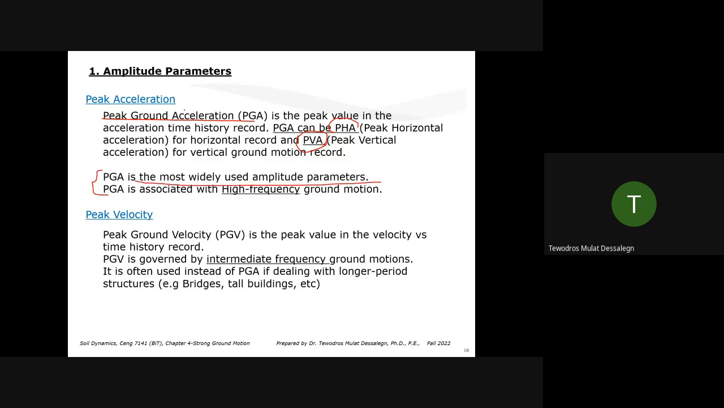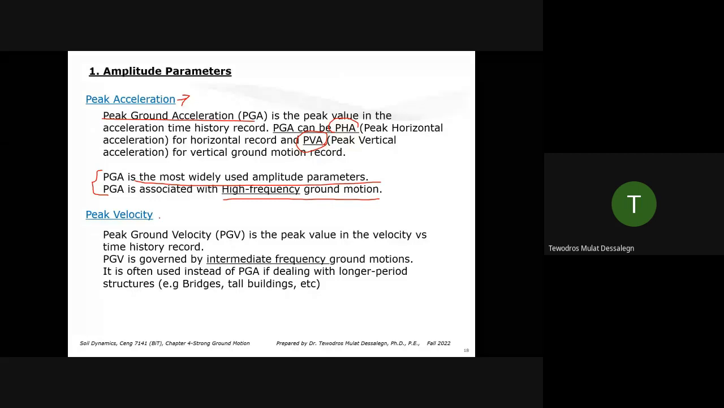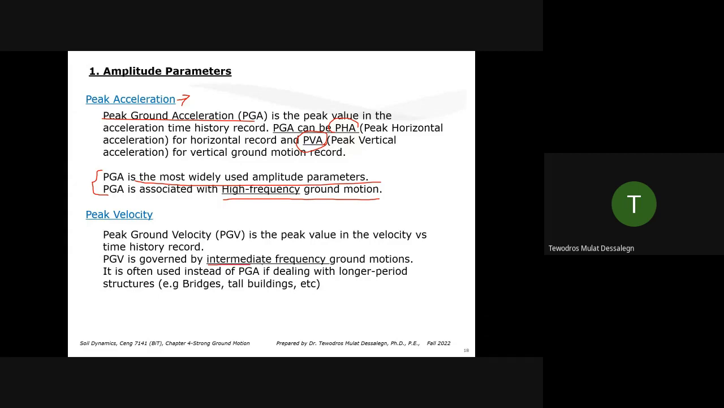Usually for our designs, our software input is in terms of acceleration time history. There is a wide application. PGA is associated with high frequency ground motion. You can also get a record of peak velocity, or you can integrate it and get it, but we use it in rare cases when we design. It's an intermediate frequency. We use it for bridges, tall buildings, things like that. But most commonly, we use the high frequency, the peak acceleration.